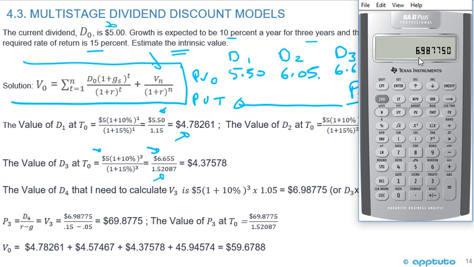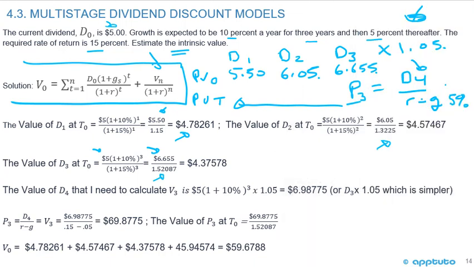So now I've got my D4, 6.98775, okay, which you can see I've calculated here. As I said, it's the $5 times 1.1 to the power of 3, and then times the 1.05. Or, as I said, it's just D3 times 1.05. Very easy peasy.